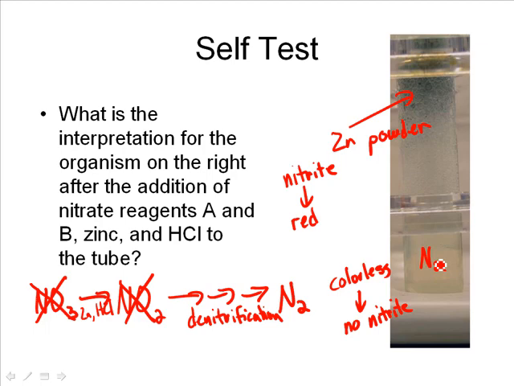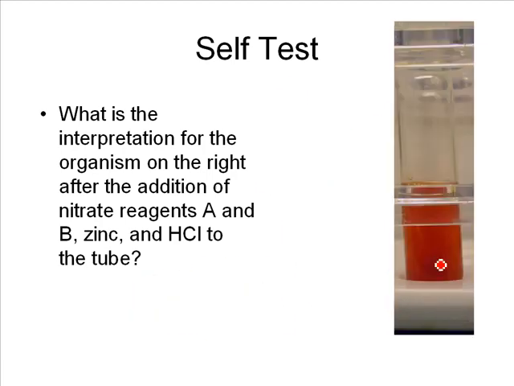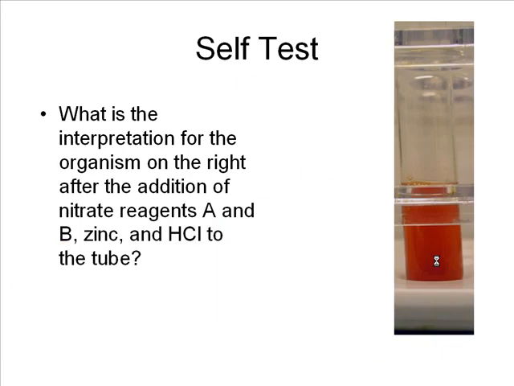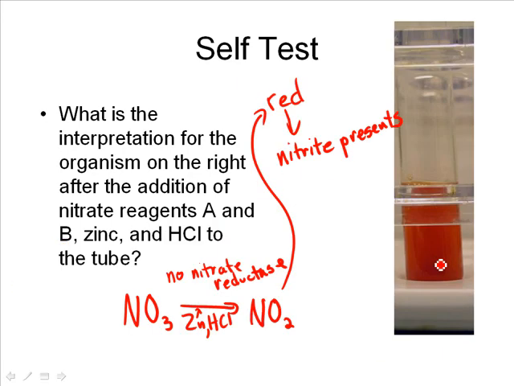Alright? So we can see that in the first case, red meant that we had the enzyme when we added reagents A and B. However, a red color here means something different. If you add zinc and HCl and it turns red, that means for us that the bacteria did not have nitrate reductase, and that zinc and HCl reduced nitrate to nitrite.